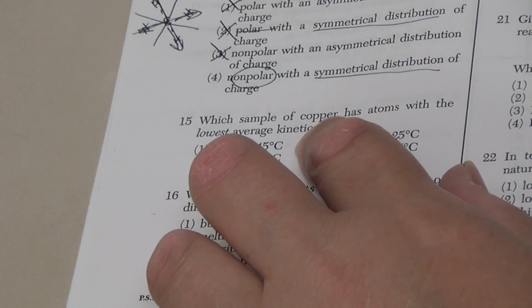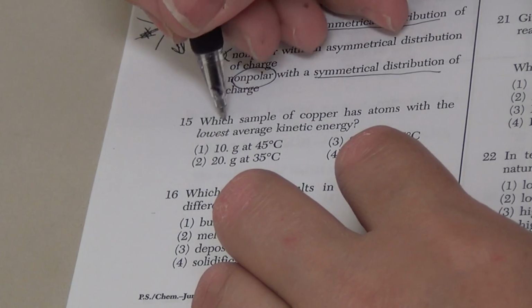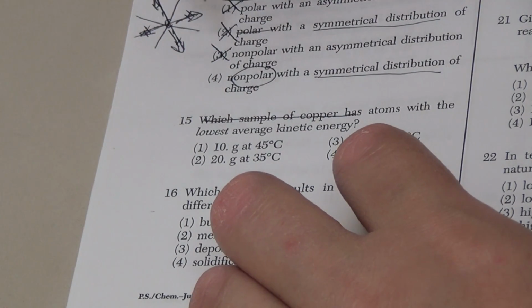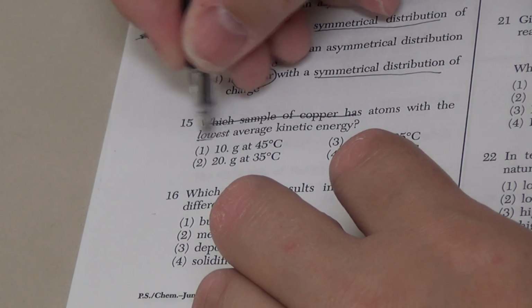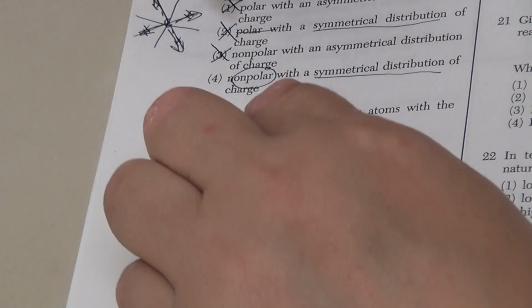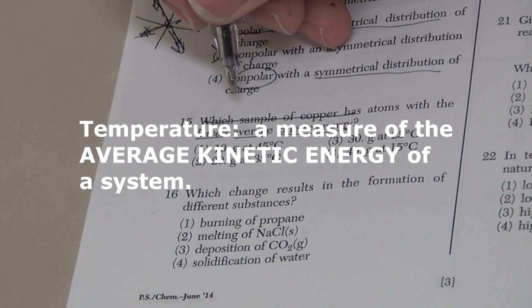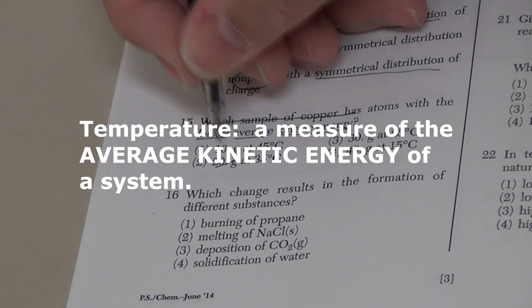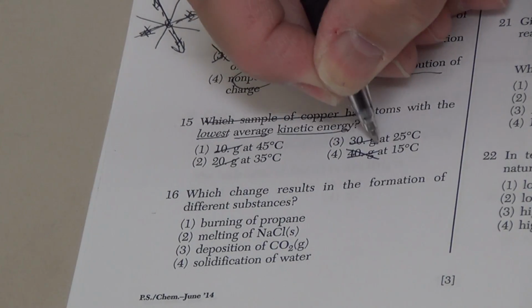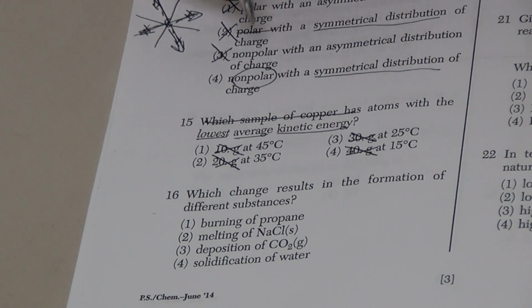Number 15. Which sample of copper has atoms with the lowest average kinetic energy? Well, who cares if it's copper? Doesn't matter whether it's copper, it doesn't matter whether it's your kitten, it doesn't really matter. Atoms with the lowest average kinetic energy. Average kinetic energy is measured with temperature. Temperature is defined as the average kinetic energy of a system, which means that mass has nothing to do with it. Get rid of mass, it's just a distraction. The average kinetic energy is the temperature, and this is asking for the lowest temperature.